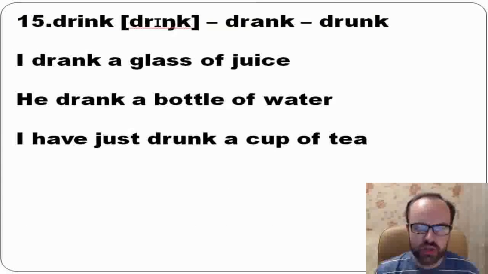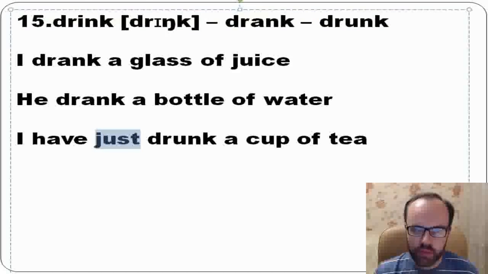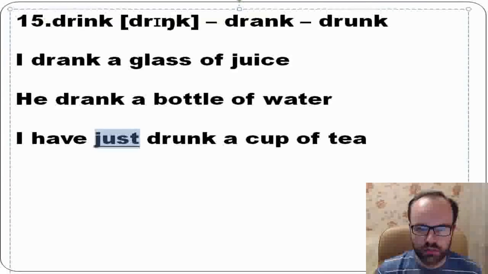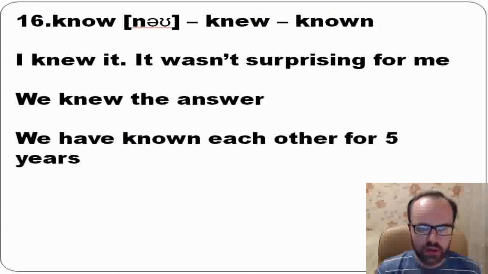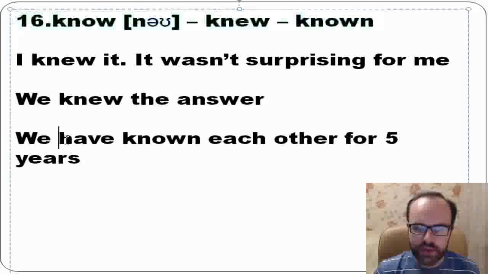Okay, so drink, drank, drunk. I drank a glass of juice. He drank a bottle of water. I have just drunk a cup of tea. So it's present perfect because of just. Okay, so know, knew, known. I knew it. It wasn't surprising for me. We knew the answer. We have known each other for 5 years, so it's present perfect because of for.